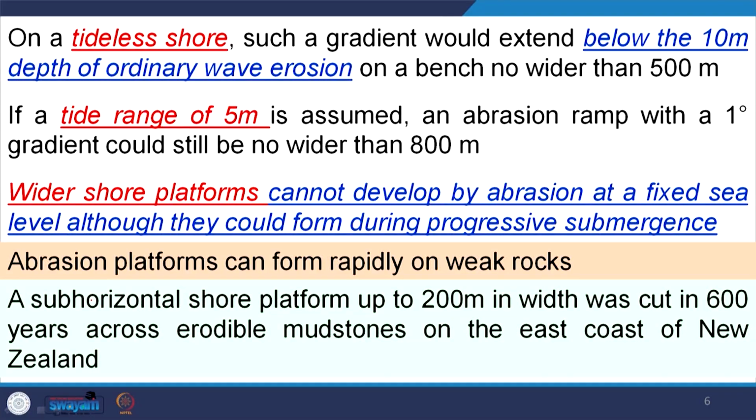That is why sediment stays a long time on this abrasion ramp, and due to this long duration of stay and frequent wave action by to-and-fro motion, grain size reduction occurs and sorting increases. That is why in a shore zone we get highly sorted sediments as compared to a purely fluvial environment. On a tideless shore, such a gradient would exist between 10 meter depth of ordinary wave erosion, and the bench becomes no wider than 500 meters.